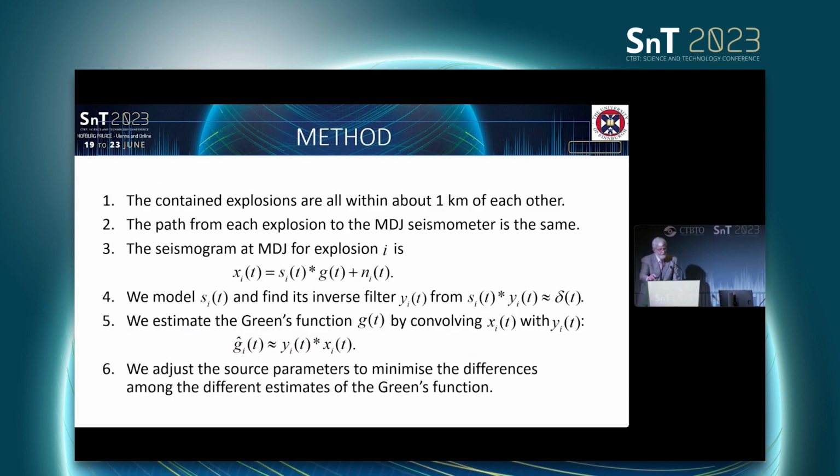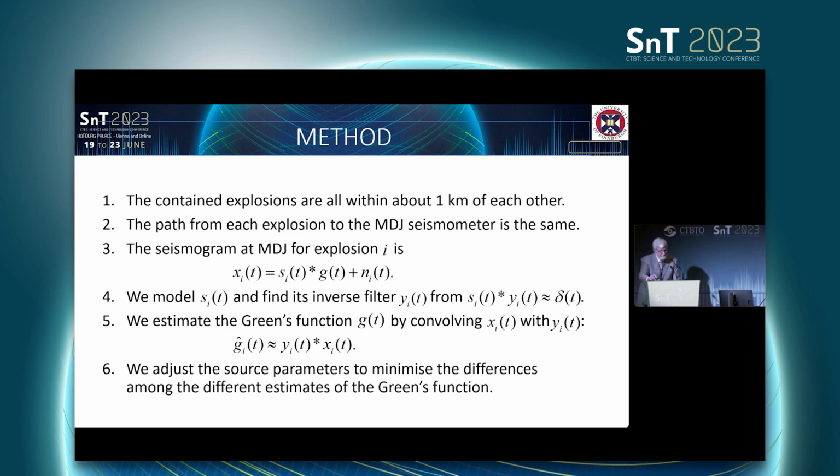So this is the method. We know that the contained explosions are all within about 1 kilometer of each other, so the path from each explosion to the MDJ seismometer is more or less the same. There is one Green's function from those explosions to the MDJ seismometer, which I'm calling G of T. For the ith explosion, the seismogram X sub I of T is the convolution of S sub I of T, the source time function, with the Green's function, plus noise, N sub I of T.